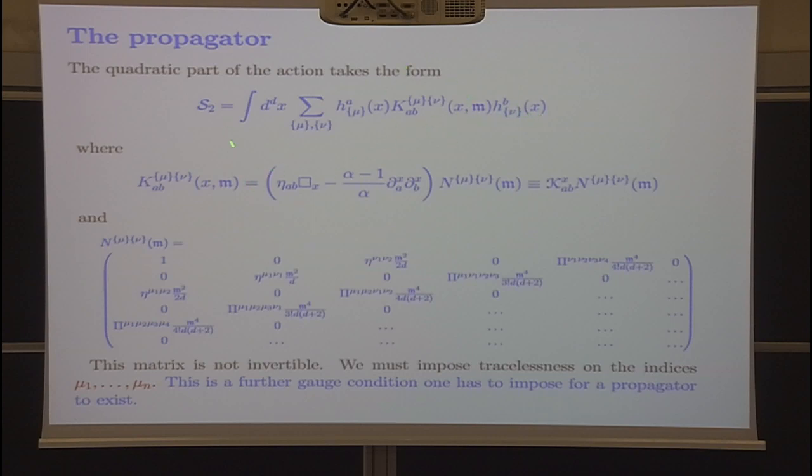KAB is the kinetic operator, which is written here. You recognize very easily here the usual kinetic operator for gauge theories with a gauge parameter alpha. But these are multiplied by a matrix which is infinite. This matrix is given here. Now, if you try to invert this matrix, it is not invertible. And this is the first obstacle that you find. It is not invertible.